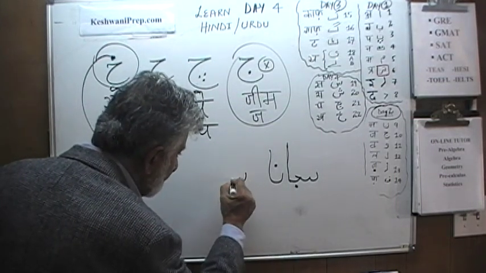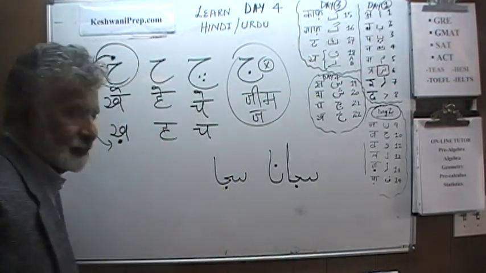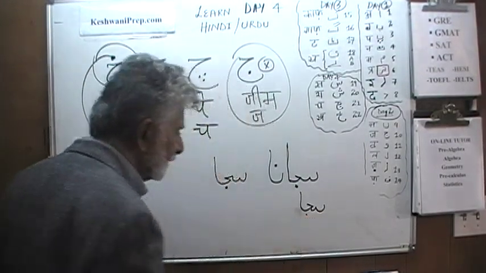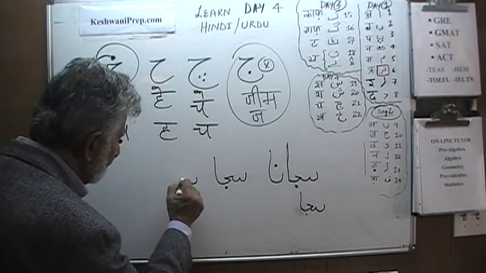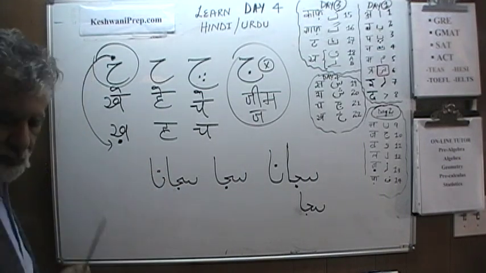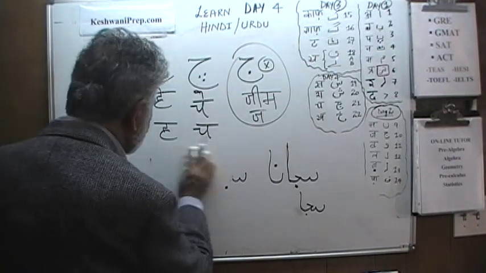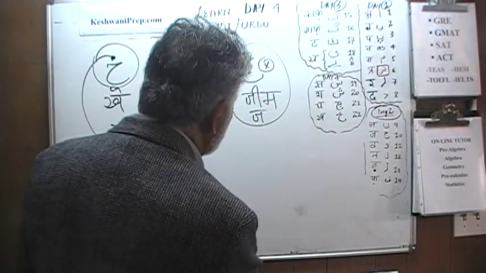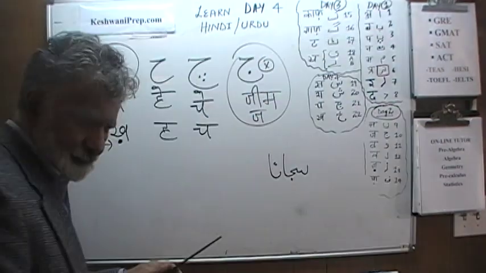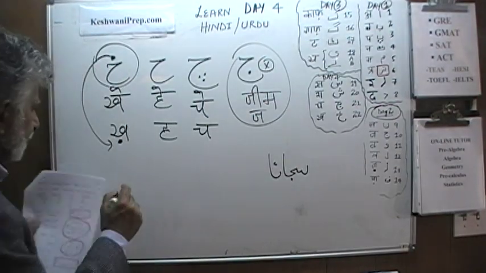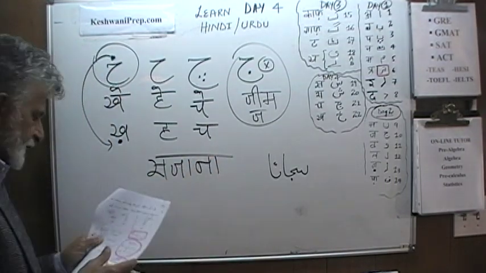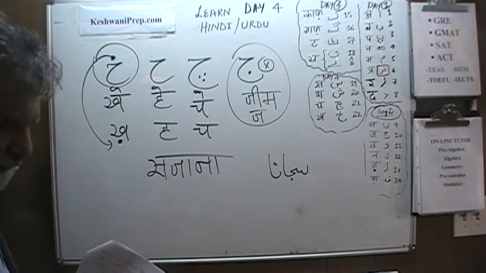You take your seen, and the jim looks like this, so that you don't have to lift your hand. Here we have to lift our hands. You see, seen, and then we have to do like this. So it goes like this. Seen, and then jim, and alif. Sajana. Sajana is to decorate. Just write it properly. Seen, jim, na. To decorate. Sajana.